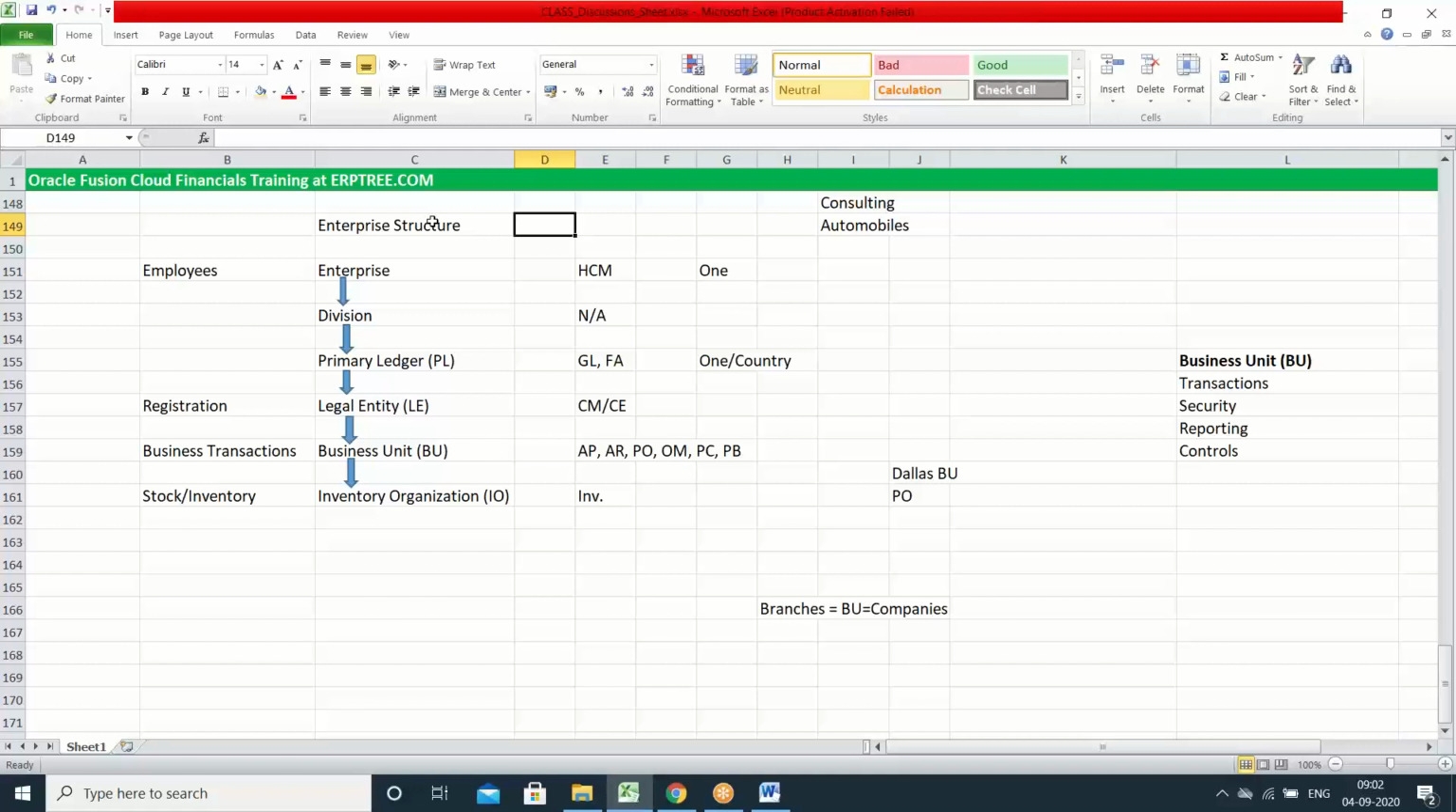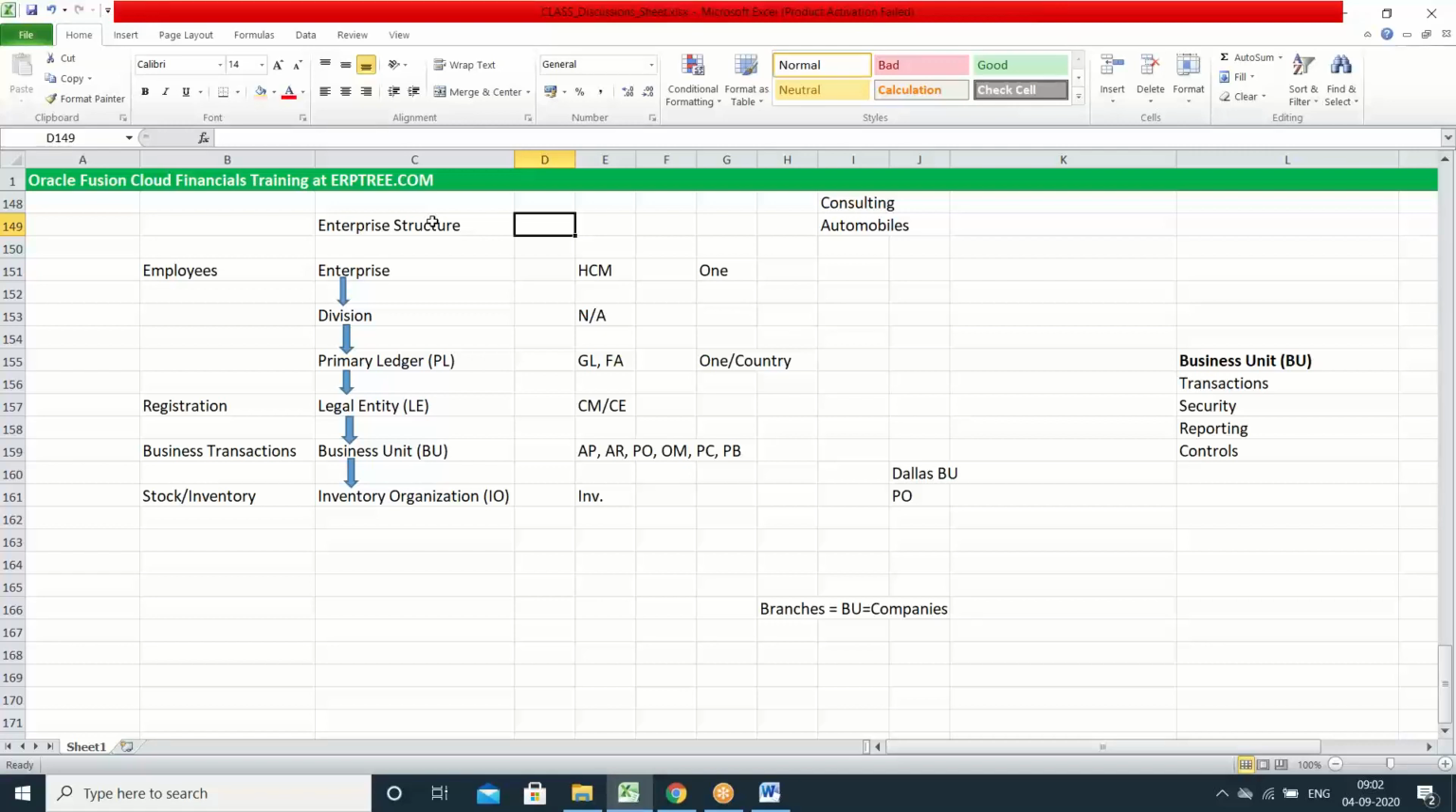And what do you mean by business unit? Wherever you are operating the business, the operating unit in the system we create as a business unit. Simple point is, in how many branches or in how many locations you are operating the business, each location or each branch you create in the system as a business unit.